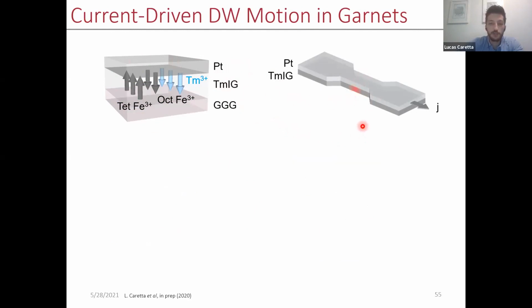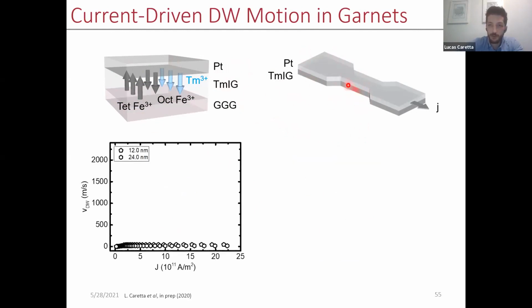And so when we do that, we created racetracks of these material systems where we can nucleate and drive domain walls. And here I've plotted the velocity as a function of current density in these material systems. And you can see that for very thick thicknesses, when the torque is low and the DMI is actually quite low, the domain walls don't move particularly fast. But as we decrease the thickness of the thulium iron garnet, you can start to see non-zero velocities.